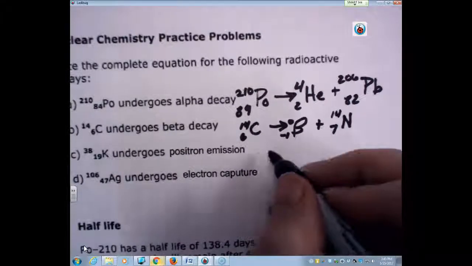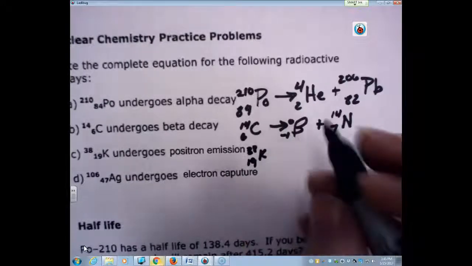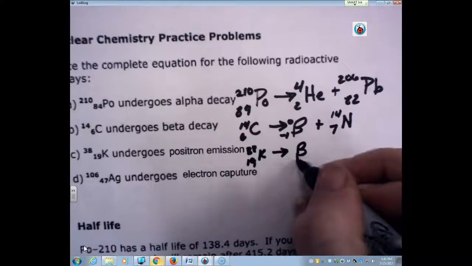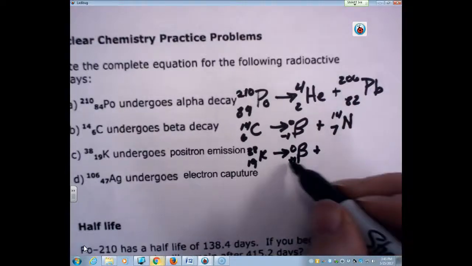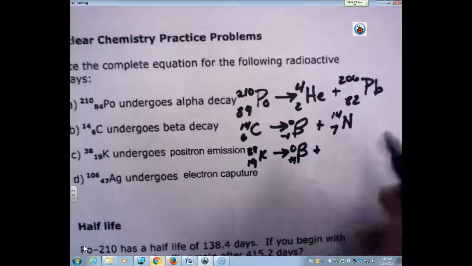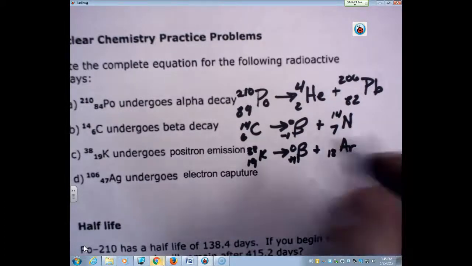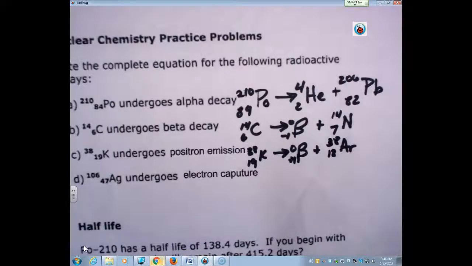We've got some potassium here, and it's going to undergo positron emission. So it looks just like a beta, except it's positive. And then what plus 1 gives you 19, and that is going to be 18. And so we are dealing with some argon there. And no change in mass again, so it is a 38 on top.